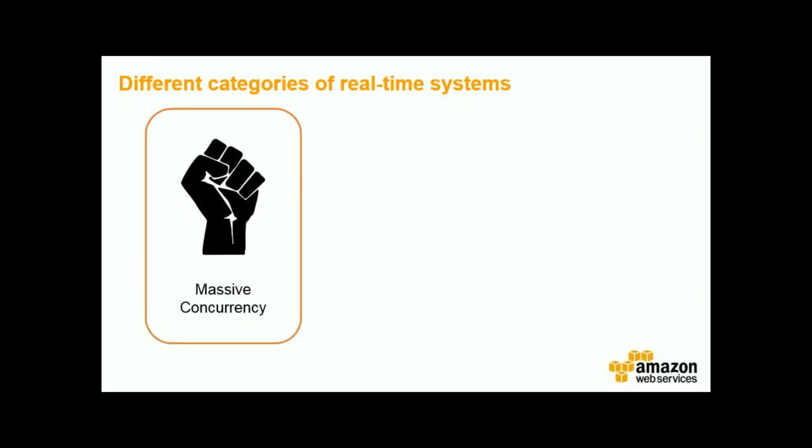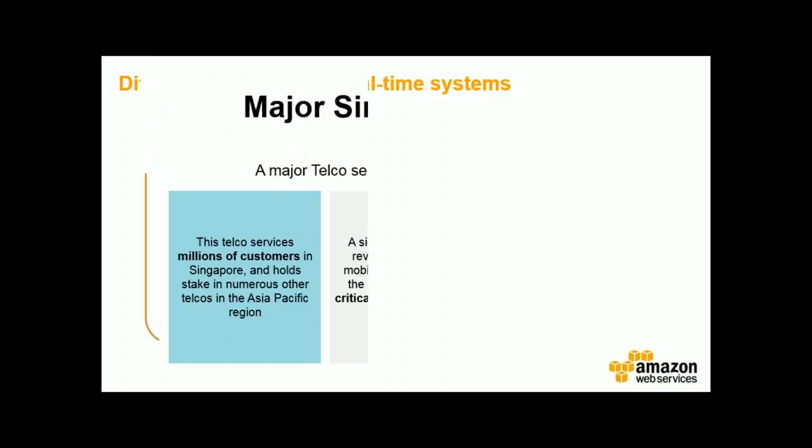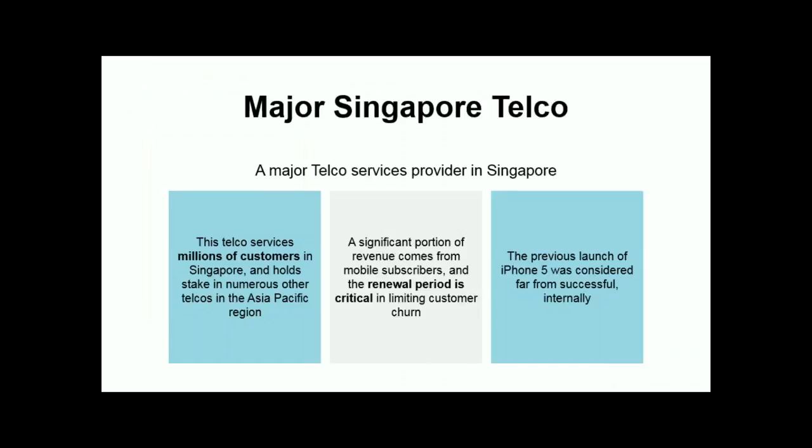The first is massive concurrency. Massive concurrency means that a lot of people or a lot of systems are diving onto the same resources at the same time, and the system needs to be able to manage this concurrency. I'll share with you one of our customers, a major telecom provider here in Singapore. They're a big player within the market. They serve millions of customers here, and they have stakes in telcos in other parts of the Asia-Pacific region.